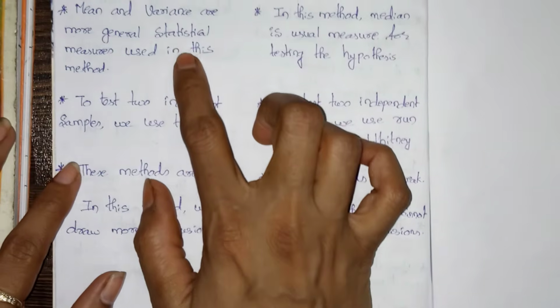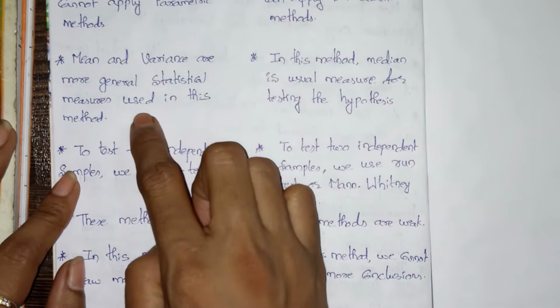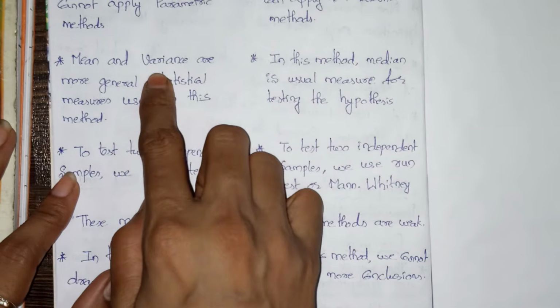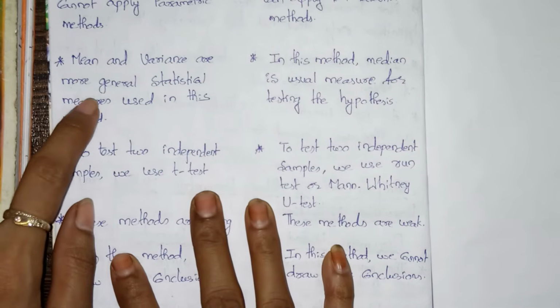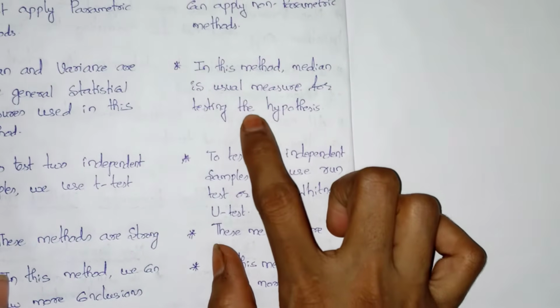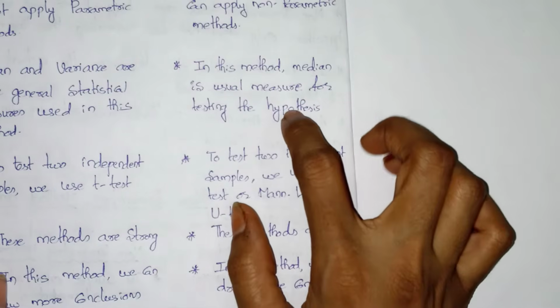Next point, here the calculations are mainly mean and variance. So here we calculate mainly mean and variance, the general measurements, but in the non-parametric method we use only the median. We usually use the median.